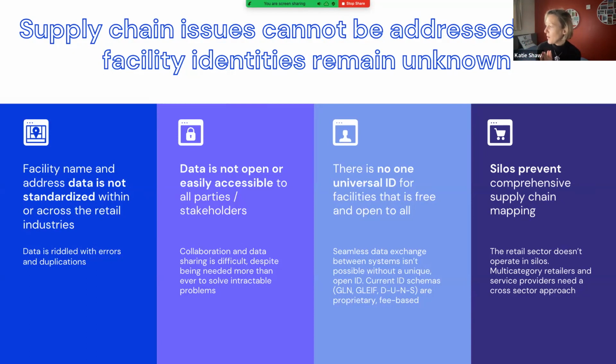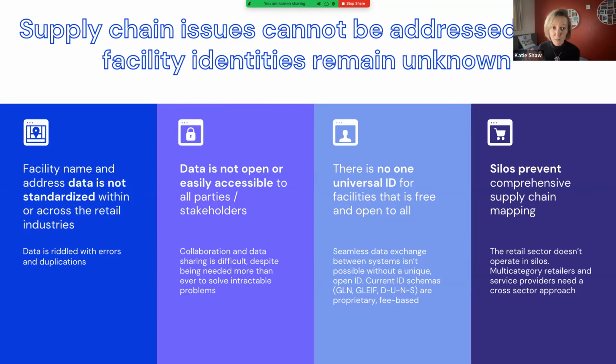And so in these 4 columns here, we can see the kind of really meaty problems that are prevalent across all supply chains, regardless of the particular sector. So you hear this from us a lot. Data is not standardized, and that's inclusive of both within or across retail industries. And apparel has come a long way in the time that Open Apparel Registry has been in existence.